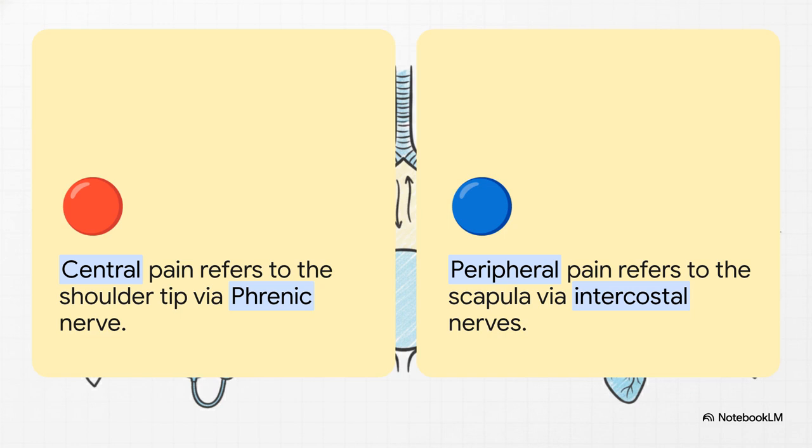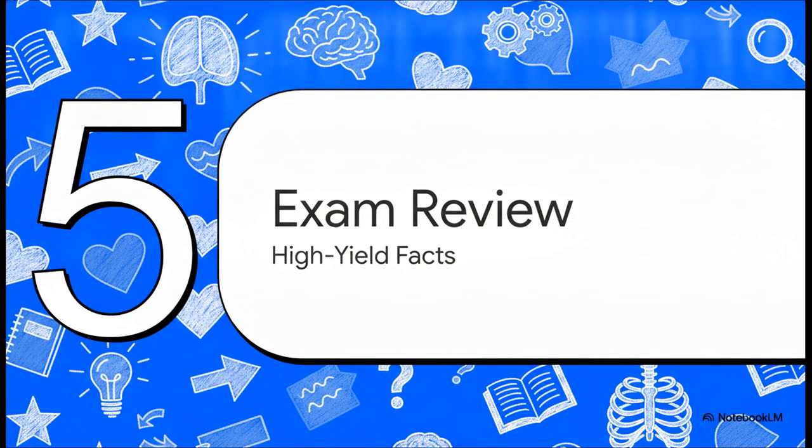However, if the peripheral edge of the diaphragm is irritated, the pain travels via the intercostal nerves and refers to the skin over the inferior angle of the scapula. Connecting the raw nerve supply to the actual clinical presentation is exactly what separates an average student from a top-tier one. Finally, Part 5, our end-of-lesson exam review.